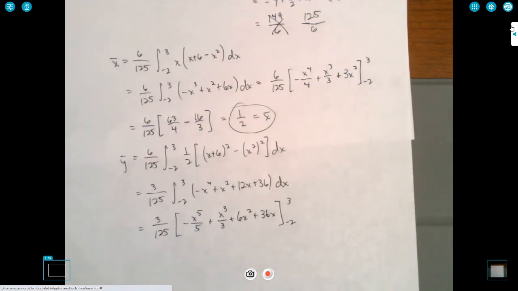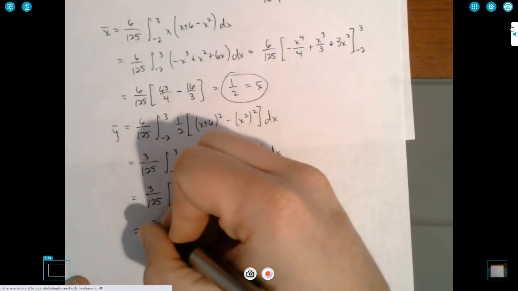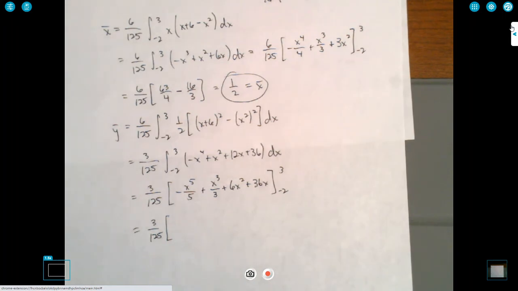Holy schmoly. Why do they have to make it so long? Well, okay. There's nothing for it. I mean, we just have to plug away, right? So this is going to be 3 over 125 times negative 3 to the 5th over 5 plus 3 cubed over 3 plus 6 times 3 squared plus 36 times 3. That's 612 over 5.